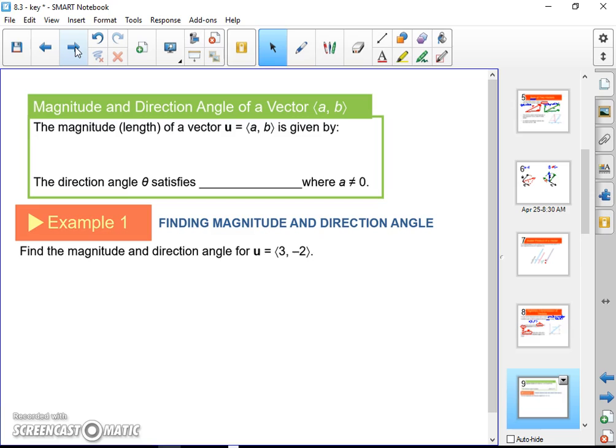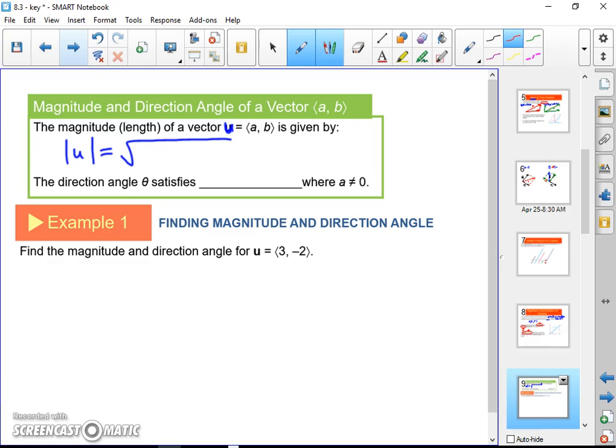Magnitude and direction angle of a vector. We're talking about a vector u, and if we want to calculate the magnitude or the size, it's going to be given by this formula. Magnitude of u equals the square root of a squared plus b squared. Now that's supposed to look like the Pythagorean theorem, and that's what we're doing. We're basically finding the length of the hypotenuse.